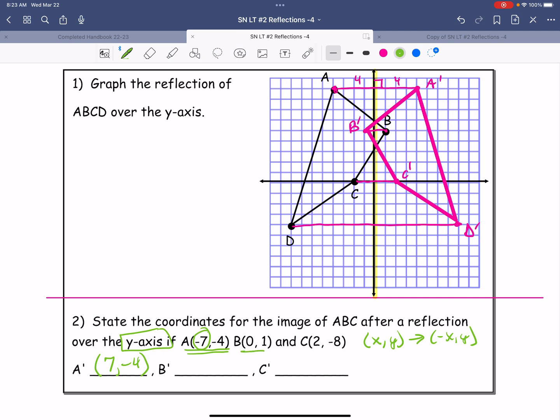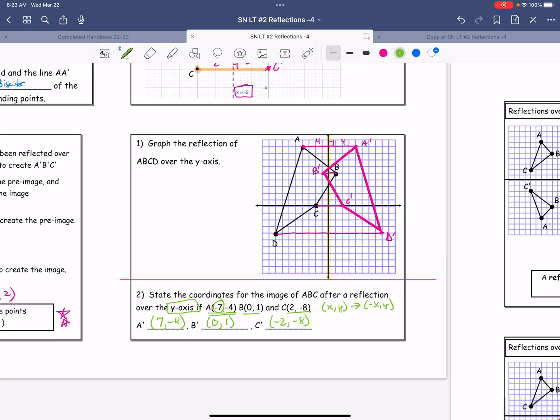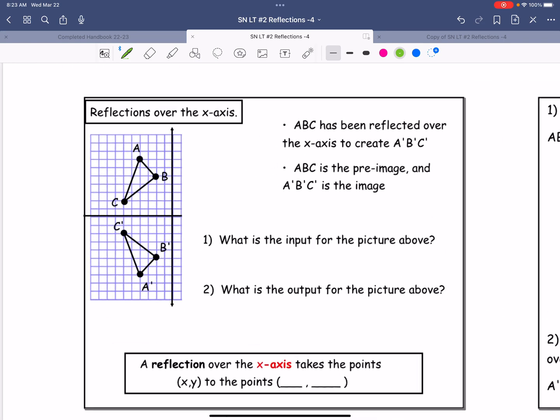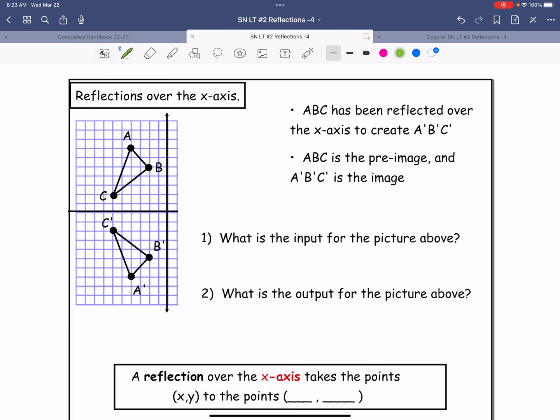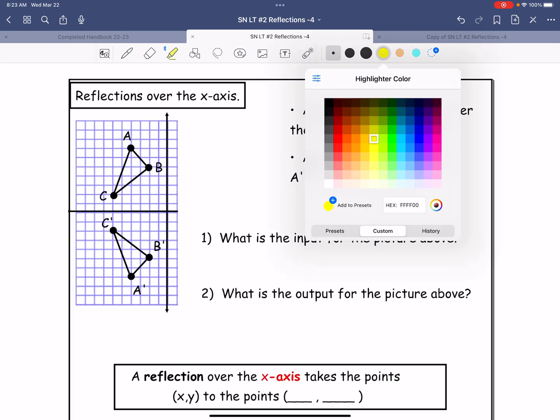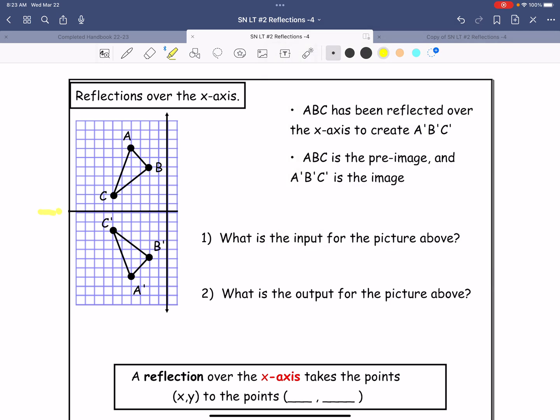B being at (0, 1), 0 doesn't have an opposite, so it stays (0, 1). C is at (2, -8), which becomes the opposite of 2, which is -2, and the -8 stays the same. Okay, give yourself a minute to write that down, and then let's go to the next slide and reflect over the x-axis. Now the x-axis is this horizontal axis here.